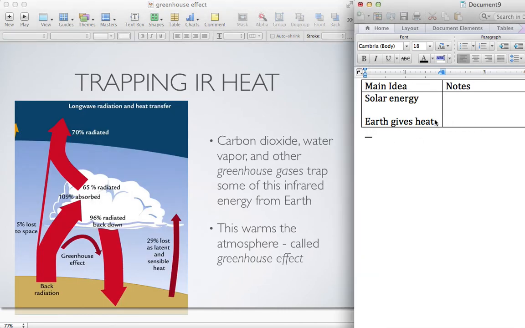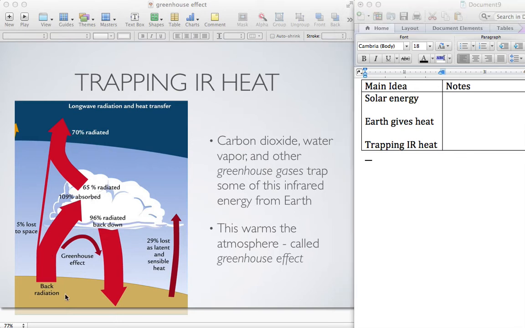Now, as these infrared waves head towards outer space, some of them get trapped. Right? Carbon dioxide, water vapor, and other gases that we call greenhouse gases trap some of this infrared energy from Earth. So don't worry about the numbers here. This just kind of illustrates it. Right, this energy is coming from the Earth upwards, and a lot of it gets trapped and radiated right back down to Earth. It kind of stays here and stays warm.